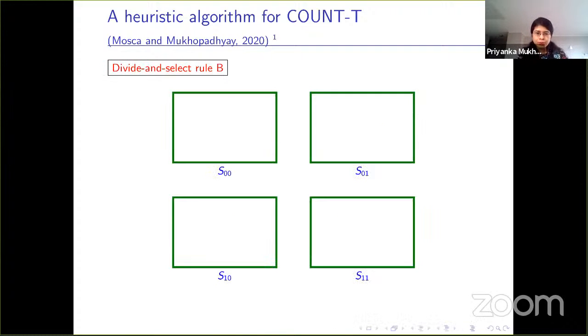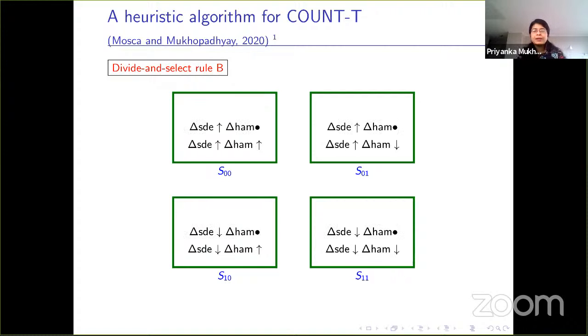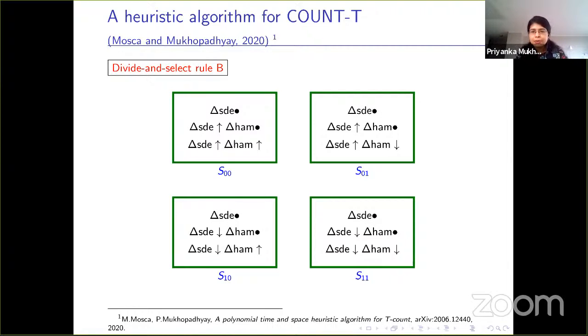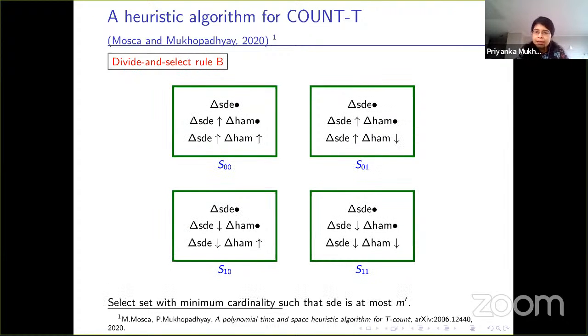In the second rule, we divide the nodes into 4 sets. So we first place the unitaries according to the increase and decrease of the ST and the Hamming weight. If the Hamming weight remains unchanged, we place them according to the change in ST. So we give more priority to the STs. And when the ST is unchanged, we place them in all the sets. That is, we always select those nodes. Again, we select the set with minimum cardinality such that ST is at most M dash.